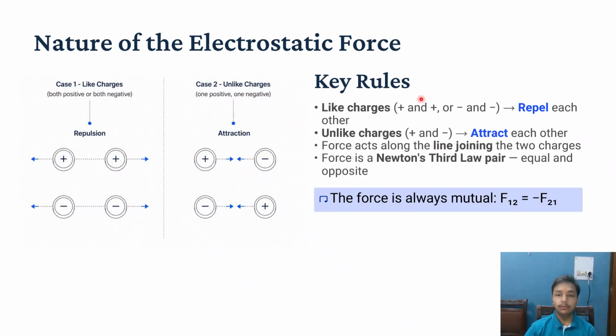So what are the key rules? Like charges, plus and plus or minus and minus, repel each other, and unlike charges, positive and negative, attract each other. So force acts along the line joining the two charges, and the force is a Newton's third law pair, equal and opposite. So the force is always mutual, that is F12 is equal to minus F21.